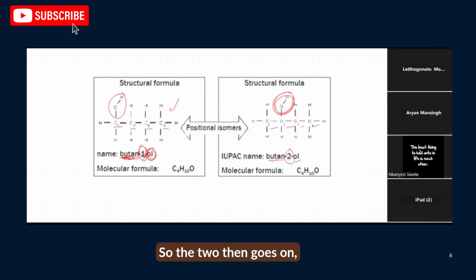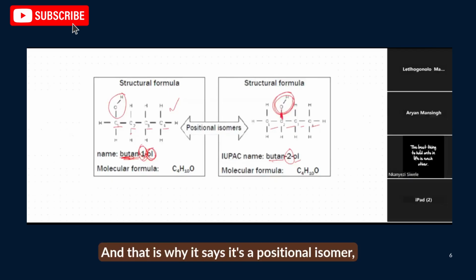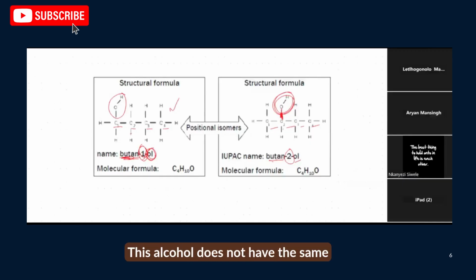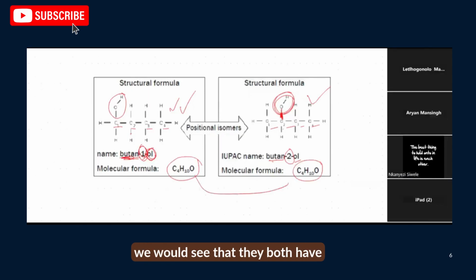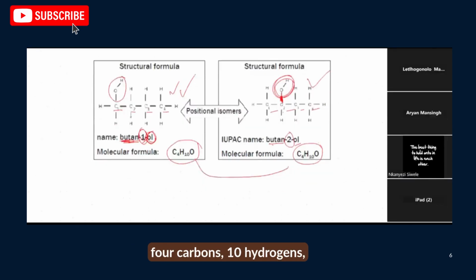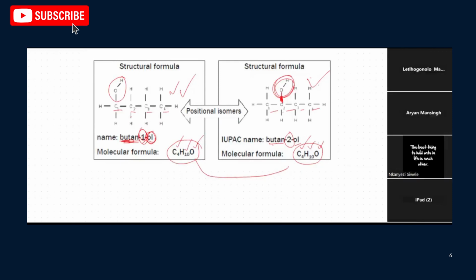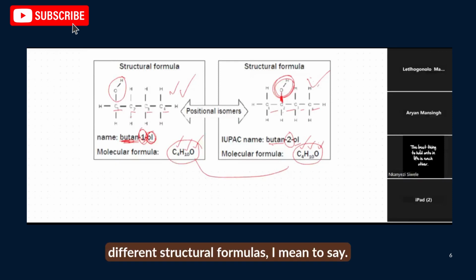So the 2 implies that the alcohol is on your second carbon, and that is why it's called a positional isomer, because the position in which you find the alcohol is different. This alcohol does not have the same structure as that alcohol, although if we look at their molecular formula, we would see that they both have 4 carbons, 10 hydrogens, and 1 oxygen. They might have the same molecular formula, but they clearly have different structural formulas.